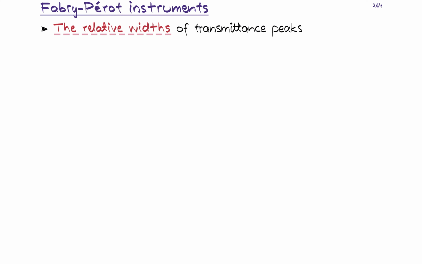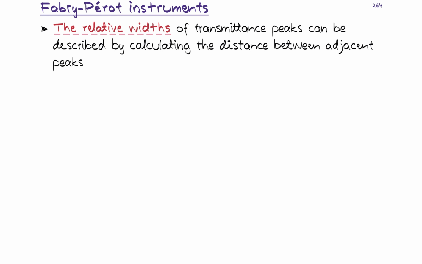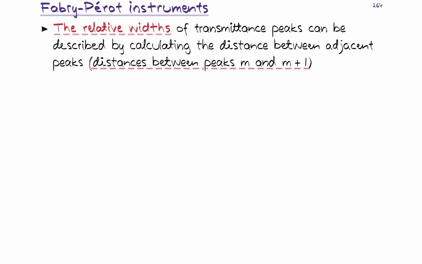And then another way of looking at things is that instead of looking at the fineness coefficient, we can look at something called the finesse of the cavity. Essentially, we can look at the relative width of my transmittance peak. And we can estimate this quantity by looking at the subsequent adjacent peaks, so the distance between the peaks associated with an integer m and m plus 1. And then we are looking at the relative distance between these two different peaks.